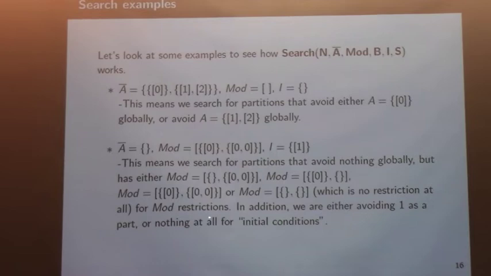Okay, so in addition, we are either avoiding 1 as a part or nothing for initial conditions because we take power sets of I.